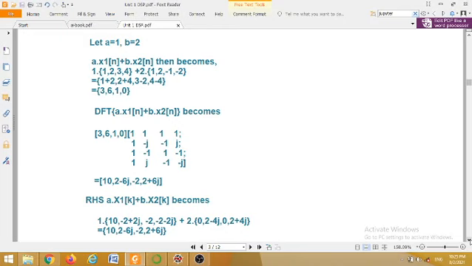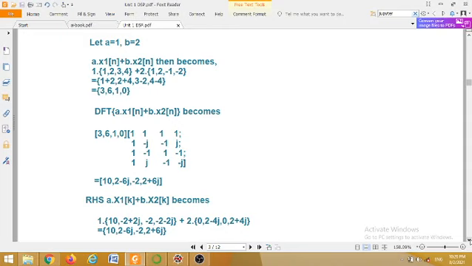In the second sequence the first sample is 0, so we get 10. The second sample of the second sequence is 2 minus 4j multiplied by 2, which gives 4 minus 8j. This is added with the second sample of the first sequence, minus 2 plus 2j. So 4 minus 2 gives 2, and minus 8j plus 2j gives minus 6j. Similarly you can substitute for the other values and get 10, 2 minus 6j, minus 2 and 2 plus 6j. So in both ways we are getting the same answer.